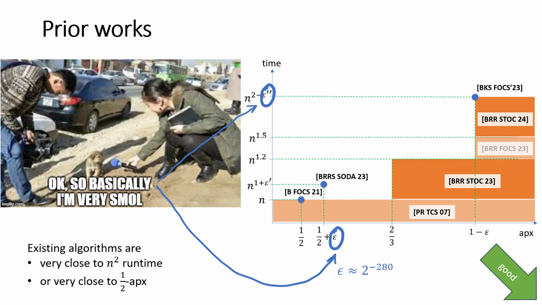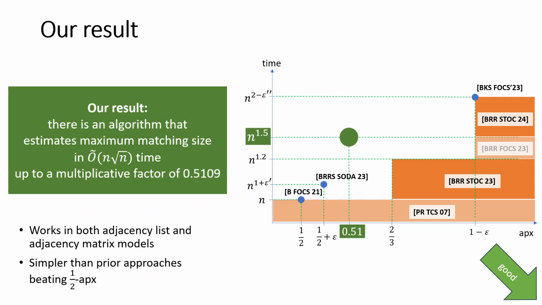Basically, now the issue is that all these improvements upon the 1/2 approximation or improvements to n squared running time are really small. It's still very close to n squared runtime or still very close to 1/2. So it's important to know what's in the middle here. And in the middle here is our algorithm. Okay, so we give a somewhat substantial improvement in both of these parameters.